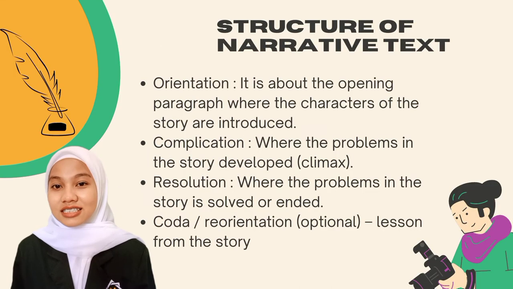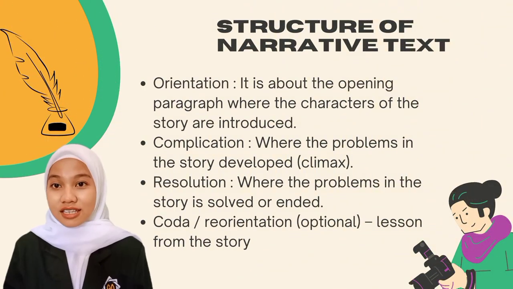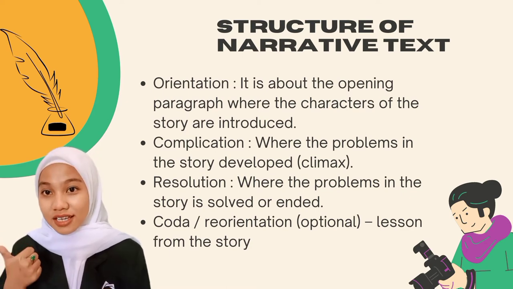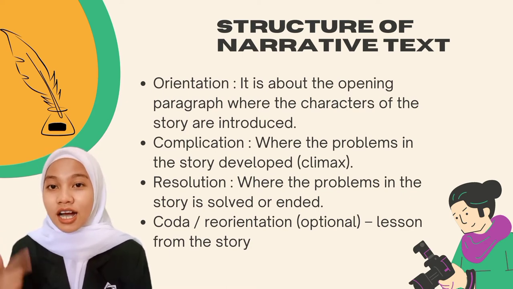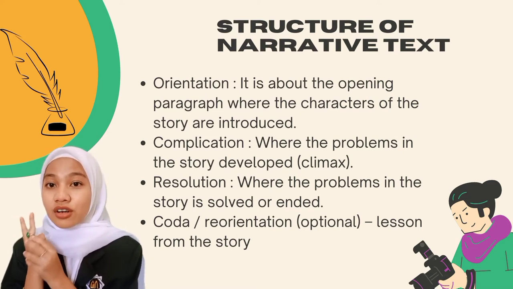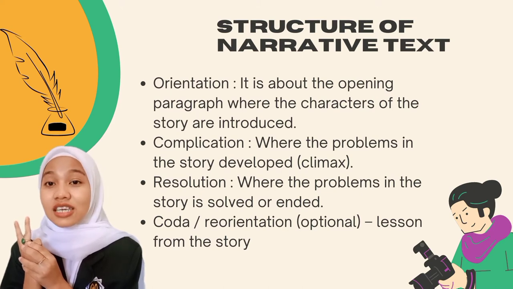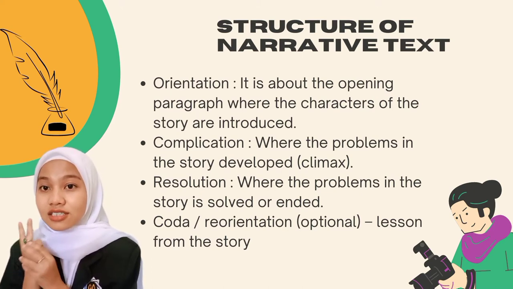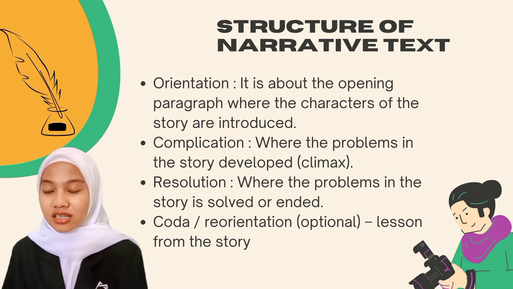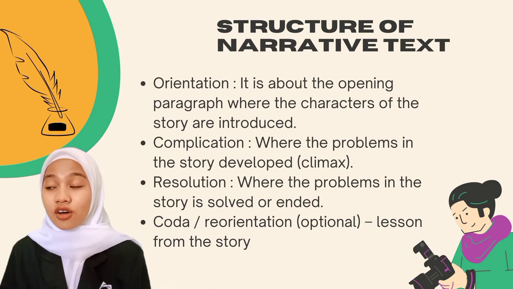Okay, next is about the generic structure of narrative text. Actually, there are four generic structures of narrative text, including orientation, complication, resolution, and coda. But the last item, coda, which is usually called reorientation, is just optional. So sometimes the writer includes the coda at the end of the story, but sometimes not.